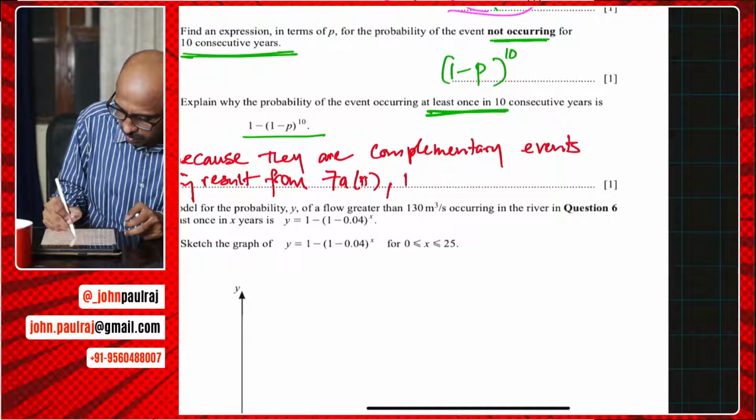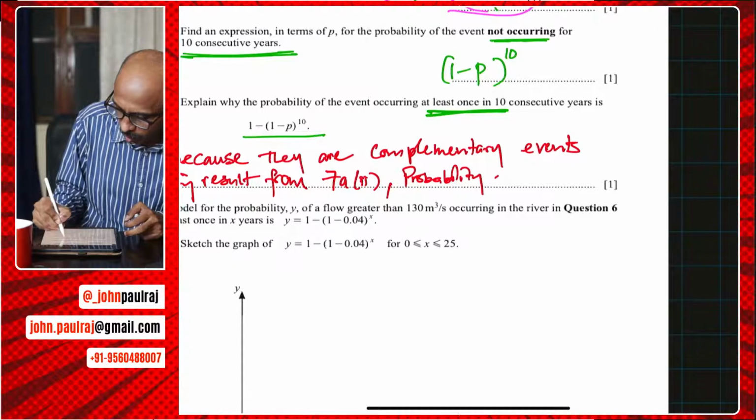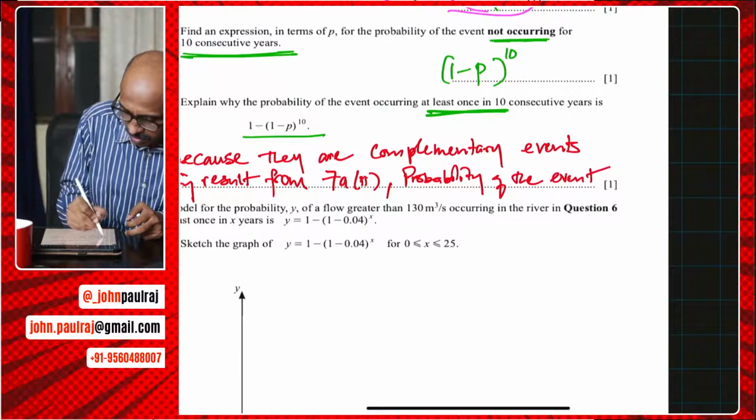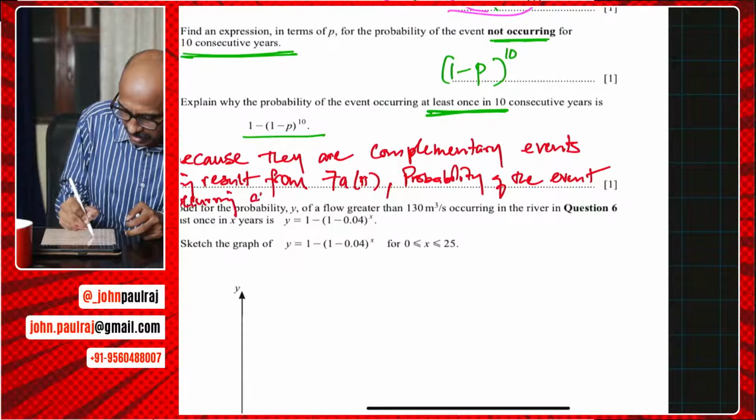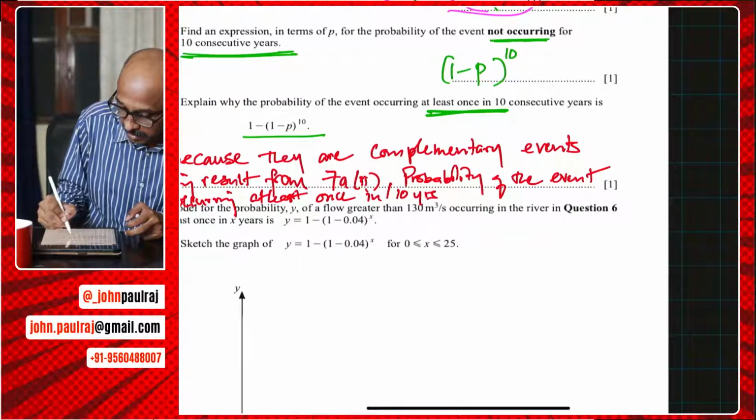Probability of the event occurring at least once in 10 years. 10 consecutive years actually is 1 minus that expression that they've given, 1 minus.